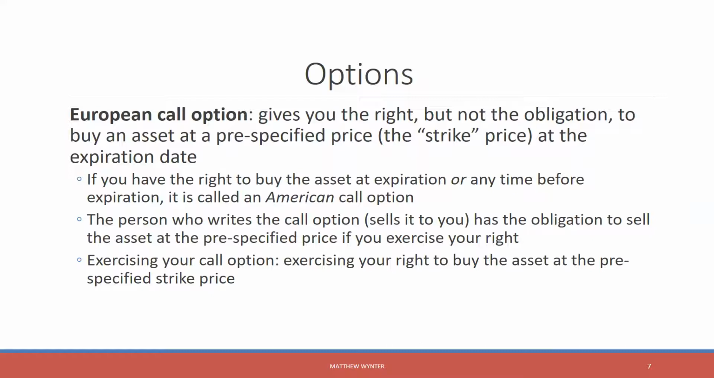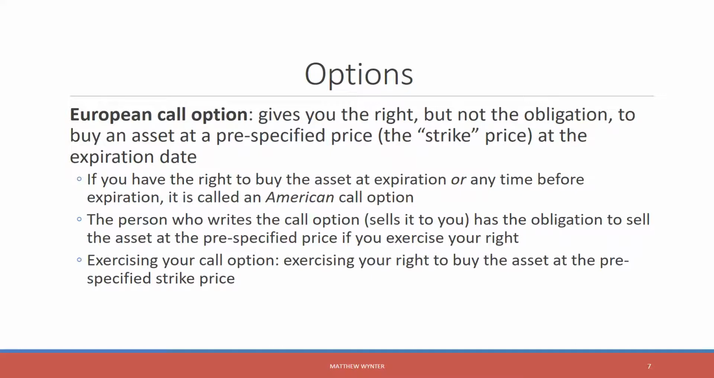The person who writes the call option sells it to you. So they're not providing you this option out of the kindness of their heart and because you two are friends. No, options are valuable. I write the call option, I sell you this option. And what do I have? As the person who writes the call option, I'm obligated to sell the asset to you at this pre-specified price if you exercise your right. When you exercise your call option, that means that you're using the right to buy that asset at the pre-specified strike price. Why would you ever want to use a call option?